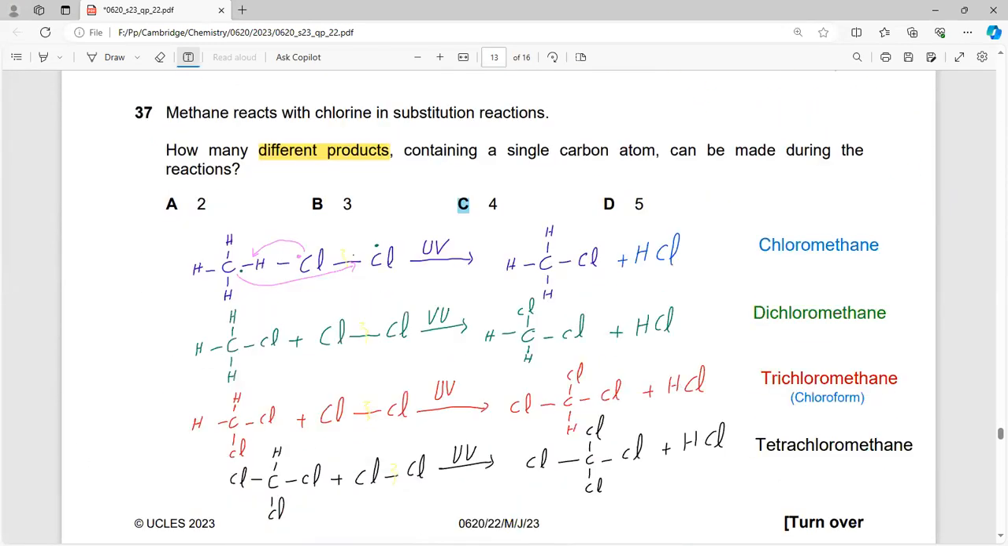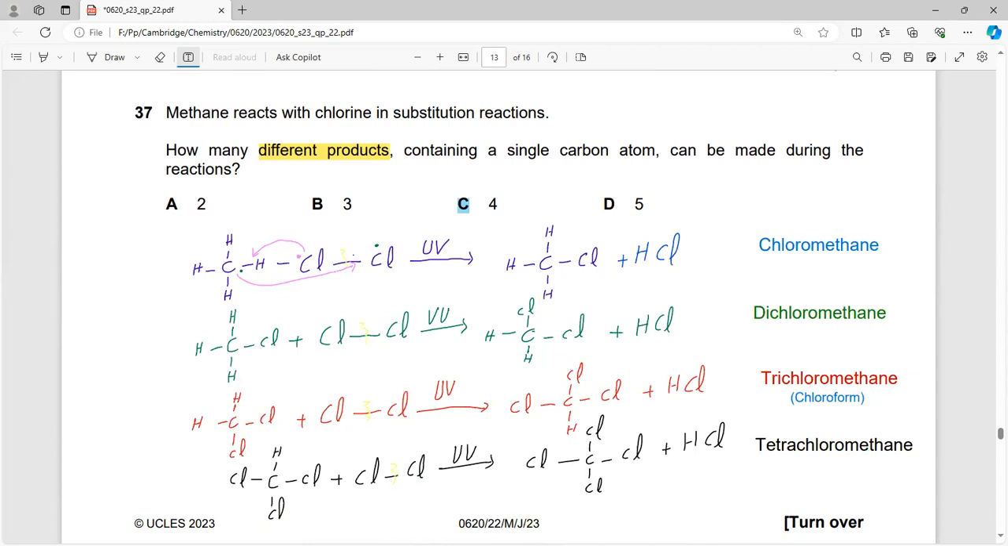Here we can further understand this question. Methane reacts with chlorine in a substitution reaction. As we studied, a substitution reaction is the addition of one atom by the replacement of another atom, so one is removed and the other is added. How many different products containing a single carbon atom can be made during the reaction?